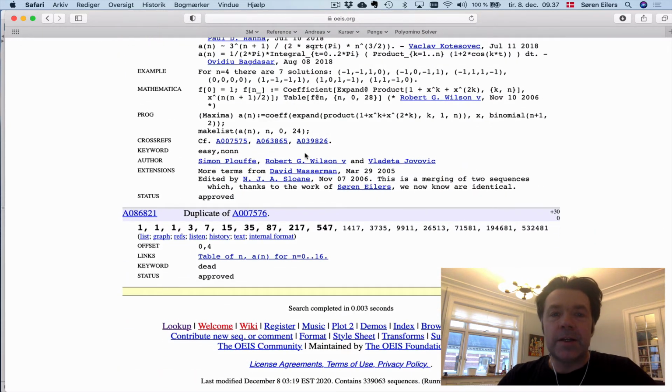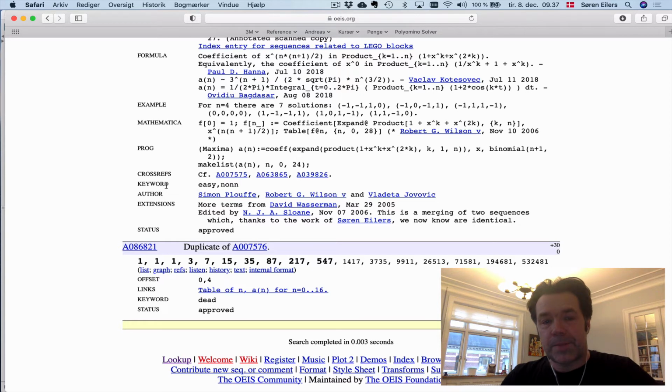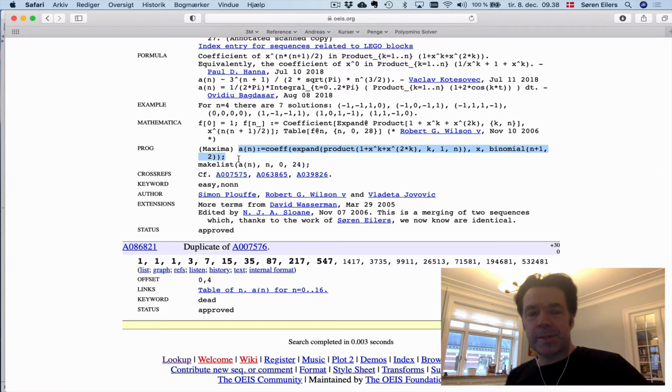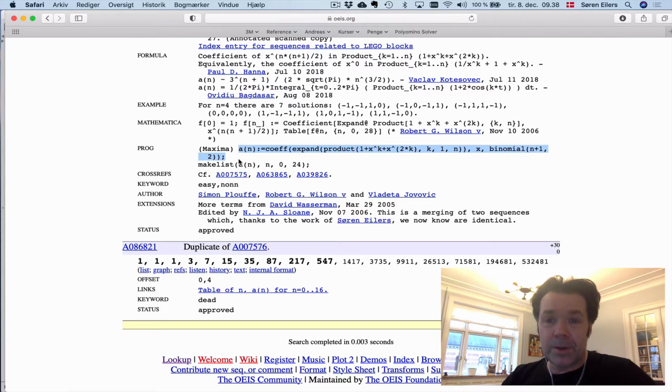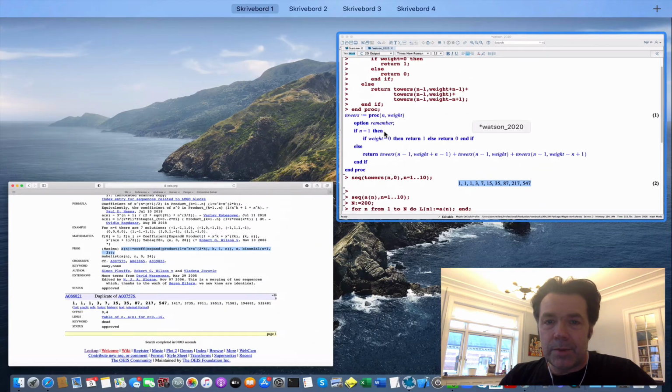What's interesting here is that there are also some programs, and I want to use those programs and see if I can compute the numbers more efficiently this way. There's a Mathematica program that doesn't really make so much sense to me, but there's a Maxima program that looks promising. I think it looks promising because it looks quite a lot like Maple. On the other hand, I don't know Maxima, so my idea is to just take this program and plug it into Maple and see what happens.